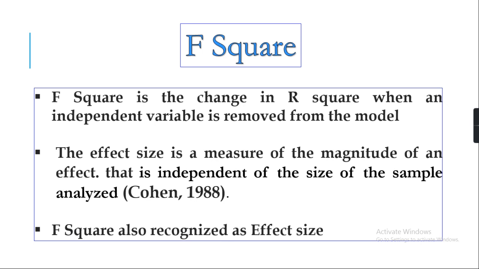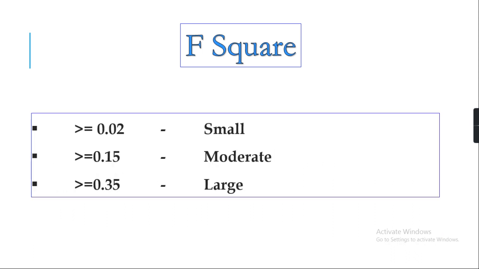Similarly, F square is the change in R square when an independent variable is removed from the model. The effect size is a measure of the magnitude of an effect that is independent of the size of the sample analyzed. We also have a threshold limit of F square. If the value of F square is greater than or equal to 0.02, it shows that there is a small F square effect, whereas if the value is greater than or equal to 0.15, it shows a moderate effect, and if the value of F square is greater than or equal to 0.35, there might be a larger effect within the model.